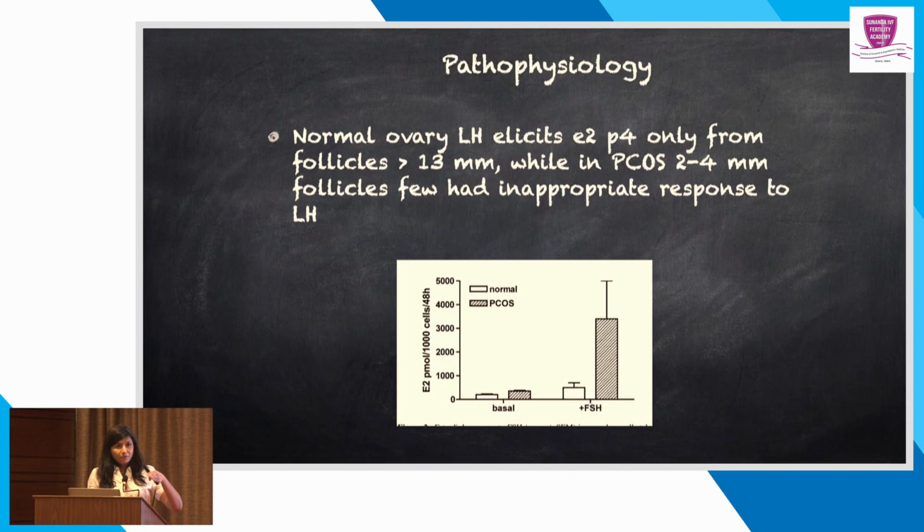Now when we look at the pathophysiology of PCOS, in the normal ovary LH elicits E2 and progesterone only from the follicles which are beyond 13 millimeter, because sir has shown you that figure that initially there is 80% FSH receptor and only 20% LH, but as the follicle becomes dominant, you have more LH receptor and less FSH receptor. But what happens in PCOS, at 2 to 4 millimeter only, they have inappropriate response to LH.